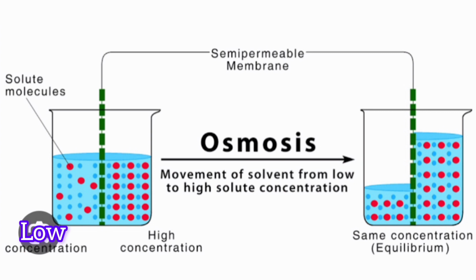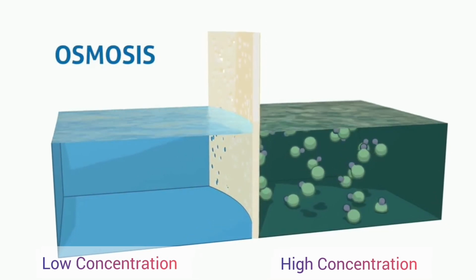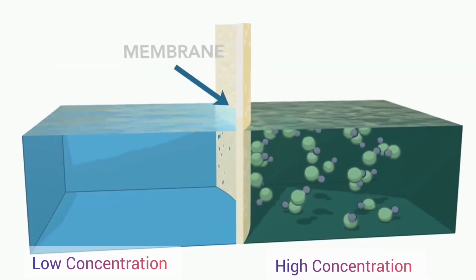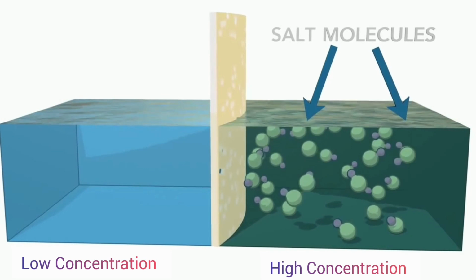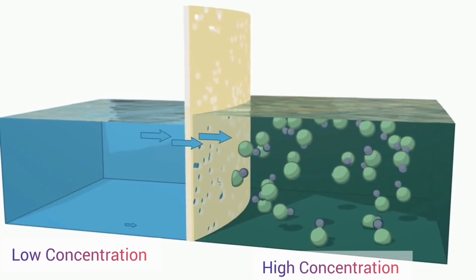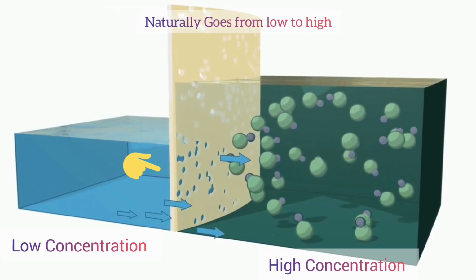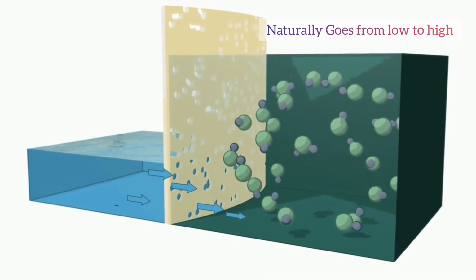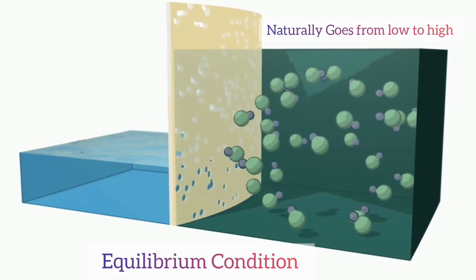Now I want to share a video. Please watch it very carefully to see how the osmosis process happens. The left side is the lower concentration and the right side is the higher concentration. The middle is the SPM, the semi-permeable membrane. The salt molecules are on the right side. Water naturally goes from the lower concentration side to the higher concentration side. When all of the water has gone to this side, that is the equilibrium condition.